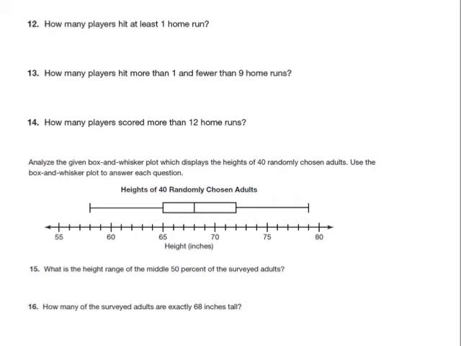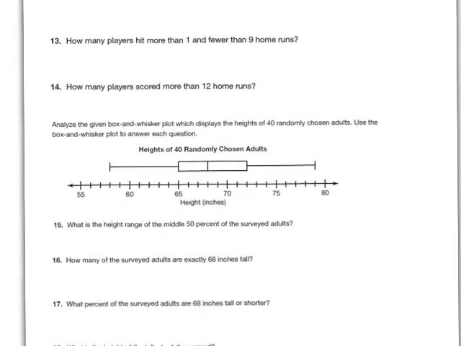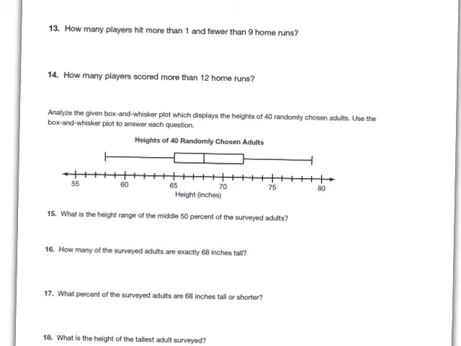All right, let's analyze this next one right here. Analyze the given box and whisker plot, which displays the heights of 40 randomly chosen adults. Use the box and whisker plot to answer each question. All right, so here's 40 people, and we don't know whether they're male, female, or how old they were. They're just adults. And this gives you some data right here.